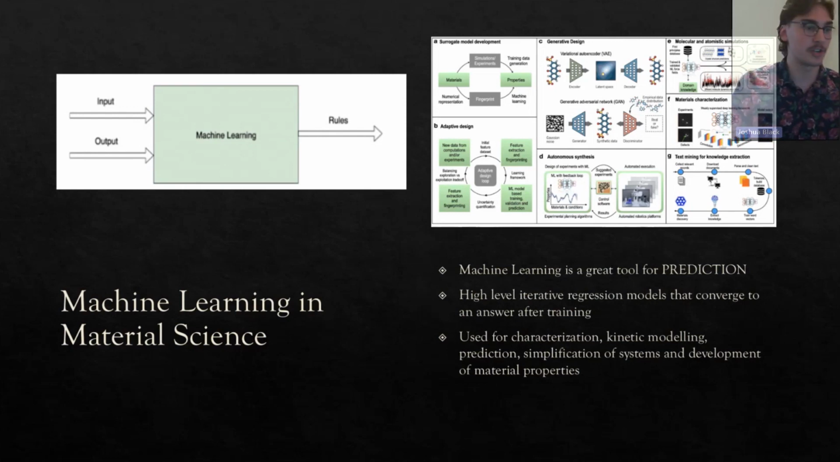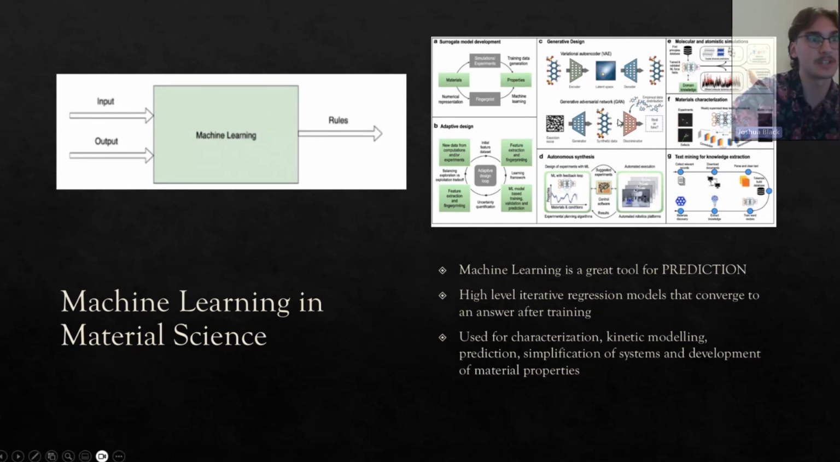Now, this can be used for a multitude of applications in the material science world, including kinetic modeling, prediction of microstructural evolutions, simplification of systems using principal component analysis, which we're not going to get into in today's talk, but there's a lot of research on PCA. That's really cool. And development of material properties, mostly through microstructural evolution as of right now. Going up to this image here, it just gives you a wide variety of what's currently being researched in the machine learning world of material science.